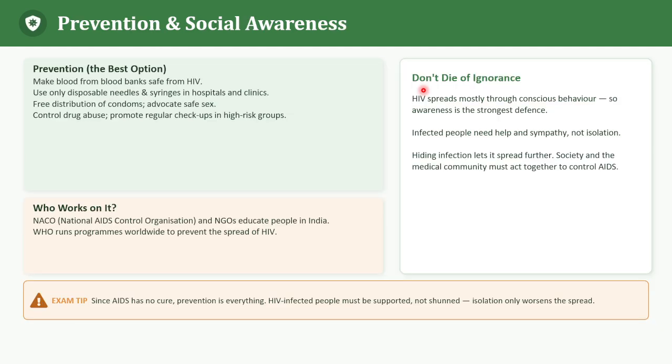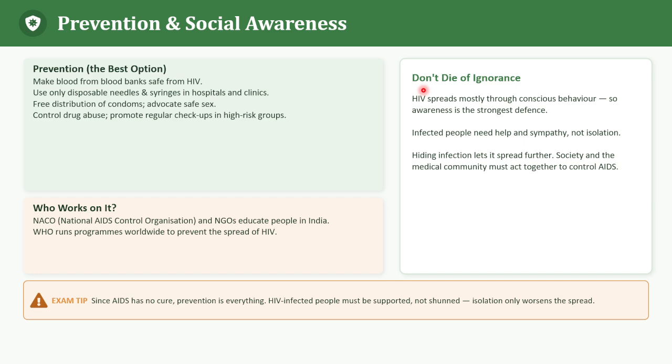So next we are going to see prevention and social awareness. This is a very important thing. If AIDS has no cure, then what is our best weapon? The best weapon is prevention. How can HIV transmission be prevented? By means of safe blood, right? Blood from blood banks should be properly screened to make it safe from HIV. And disposable needles and syringes: only safe disposable needles and syringes should be used in hospitals and clinics.